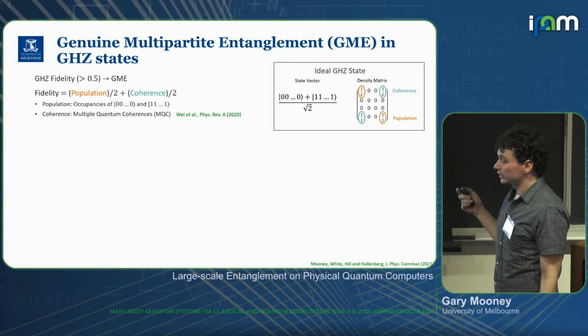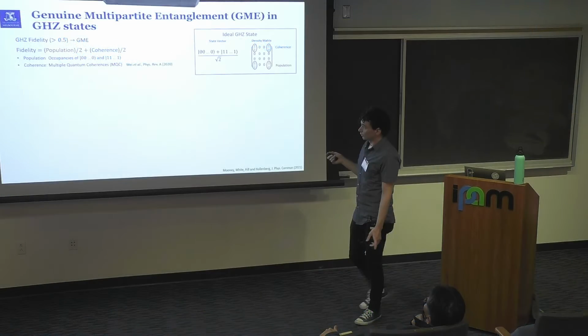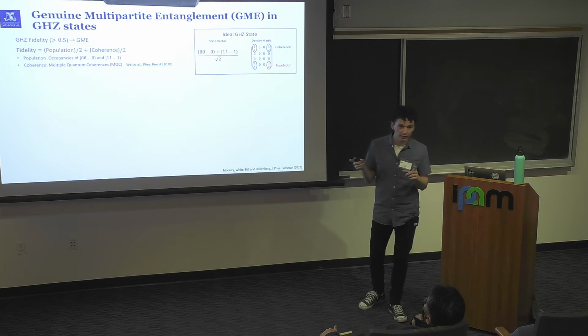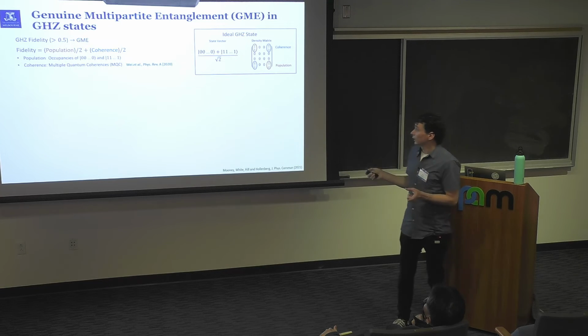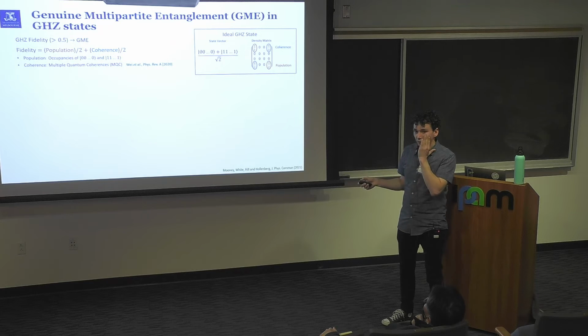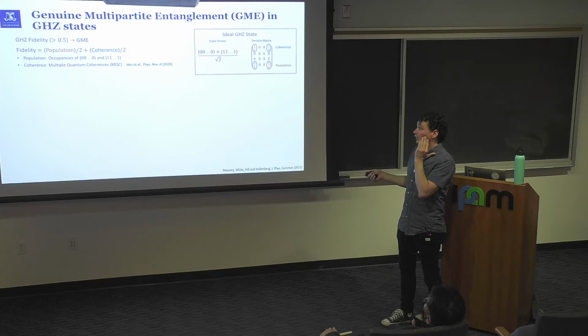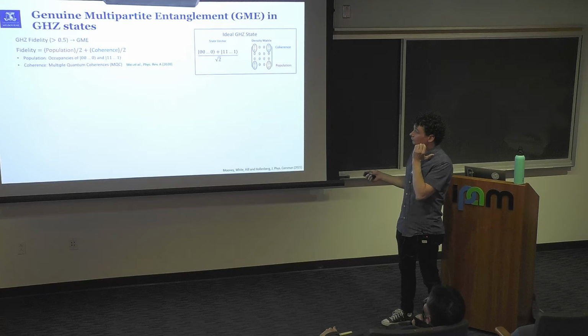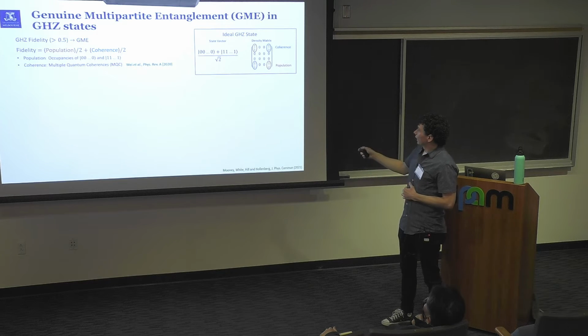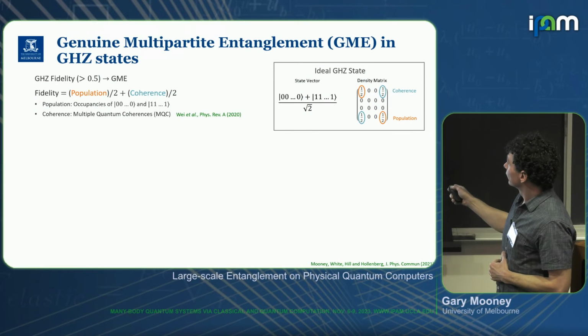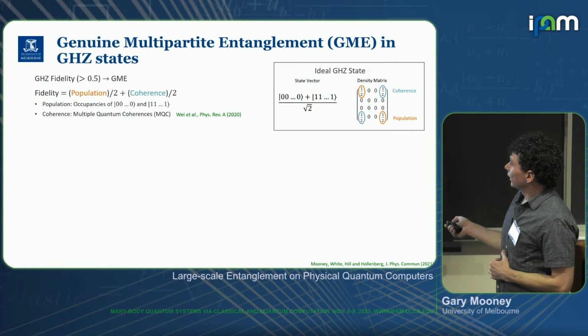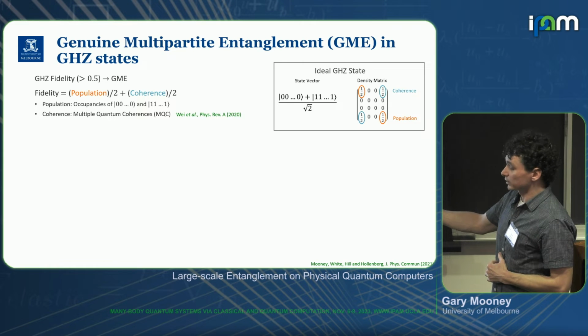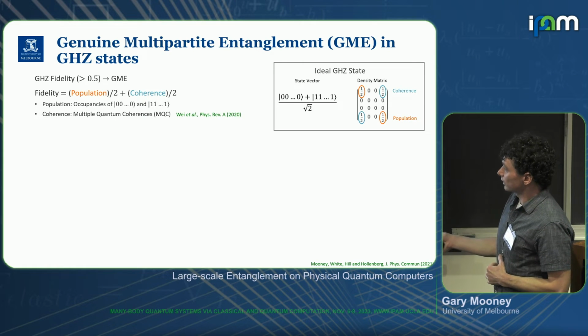Cool, so then how do we detect it? Like I was saying before, we want to measure the fidelity of the state. And if we can show that it's larger than 0.5, then that implies genuine multipartite entanglement. It's an entanglement witness for that. And we can categorize these diagonal terms as being the population and the coherence. And we can express the fidelity as being the population plus the coherence divided by 2.